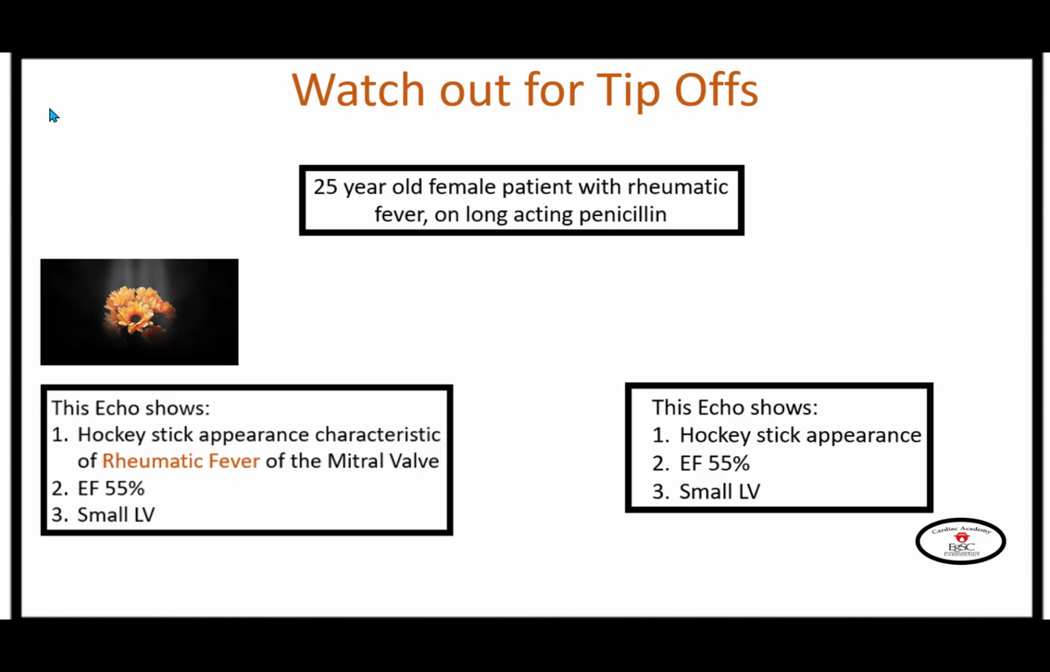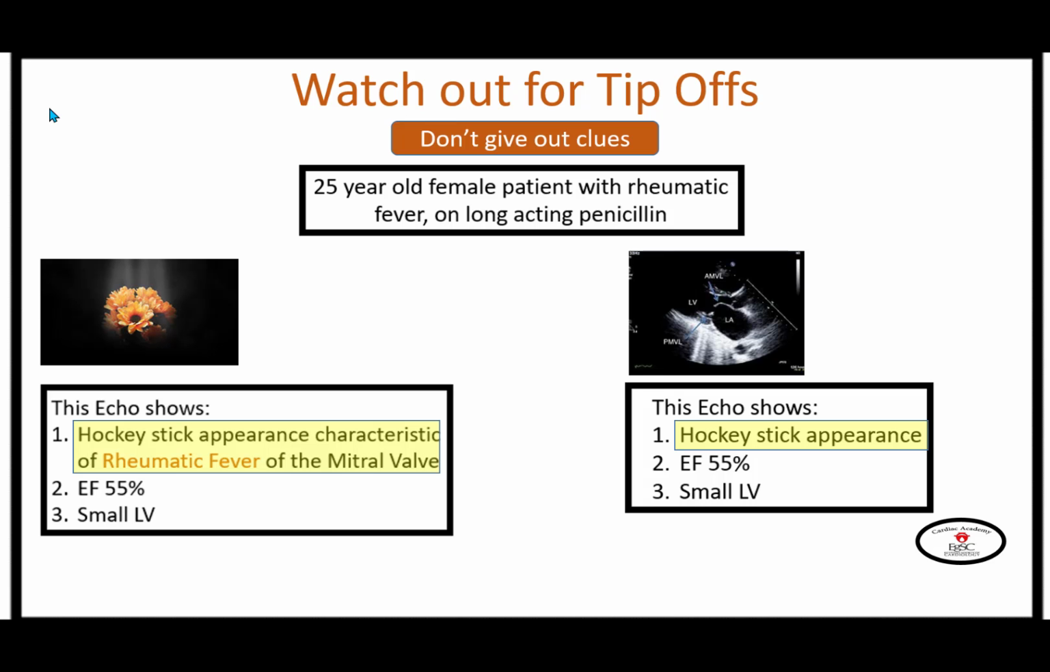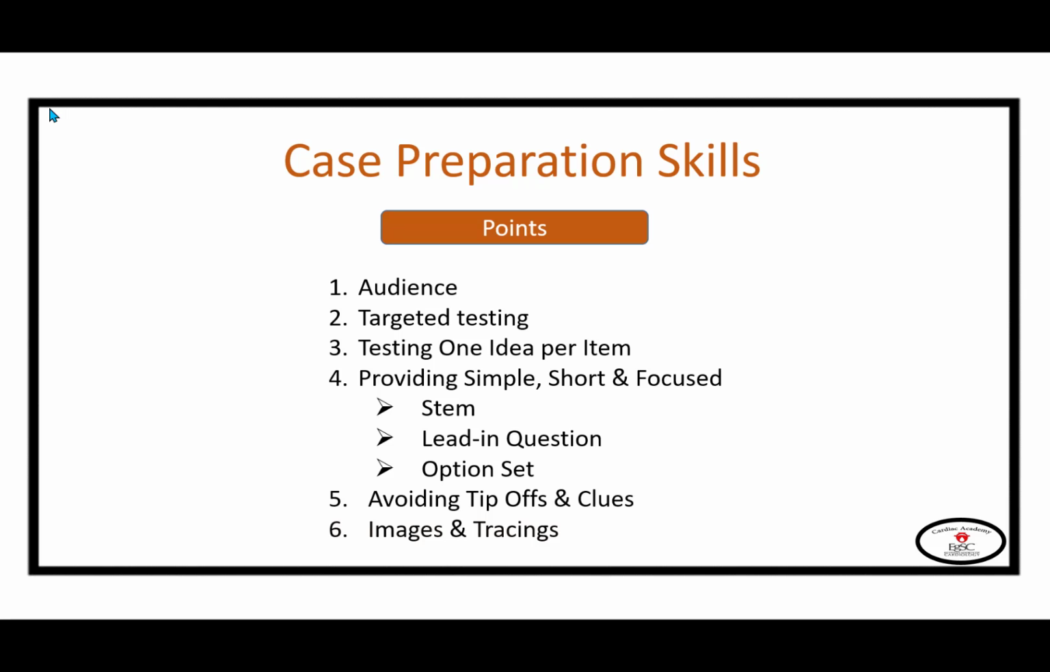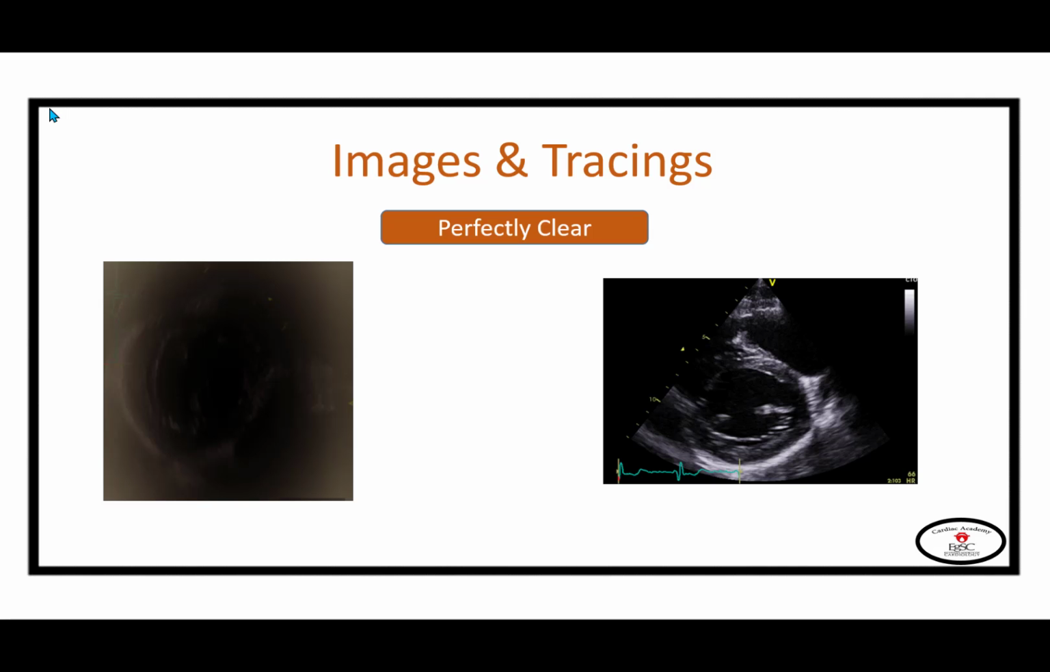Whereas if I were to give you this set, along with the echo and pointing arrows, if you don't know what pathophysiology is, if you don't know what the hockey stick appearance looks like, you only have a 33% chance of getting this correct. So don't give out clues. Images and tracings. If you give someone this image and you ask them to comment on it, you are literally telling them to use their wildest imagination. And unfortunately, we're not testing science fiction. So you need to provide perfectly clear images that no two cardiologists could ever dispute over.